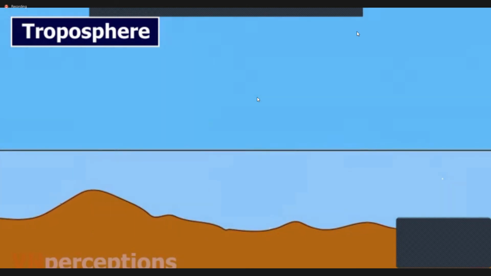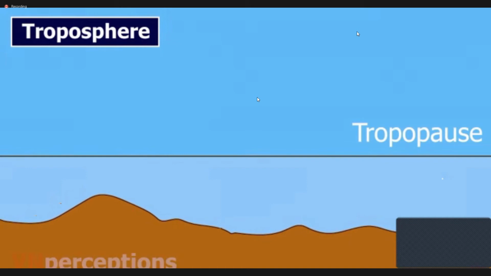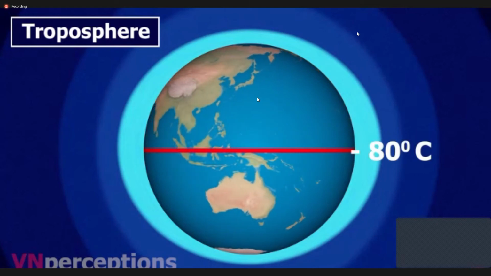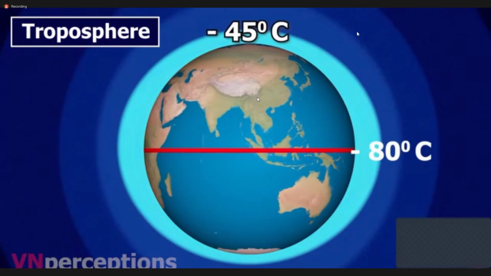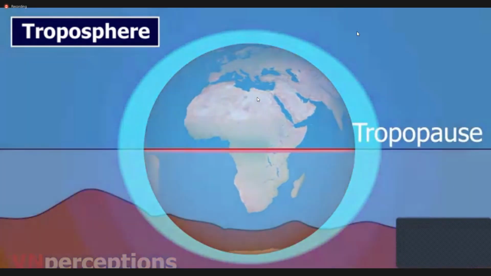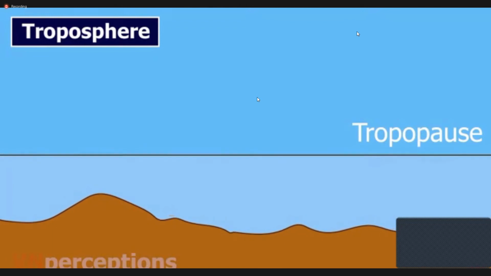The zone separating the troposphere from stratosphere is known as tropopause. The air temperature at the tropopause is about minus 80 degrees Celsius over the equator and about minus 45 degrees Celsius over the poles. The temperature here is nearly constant and hence it is called tropopause.